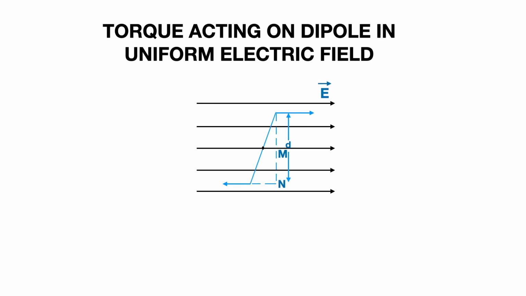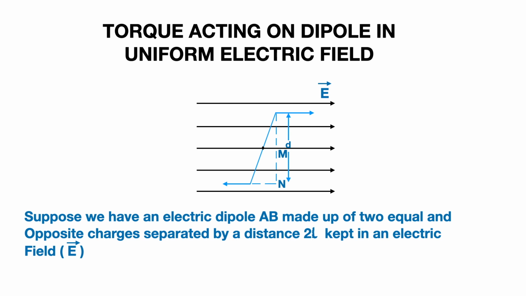Torque acting on an electric dipole in a uniform electric field. We have an electric dipole AB which has been kept in a uniform electric field E, which is directed from the left to the right side. The length of the dipole AB is 2L. O is the midpoint of the dipole, so AO is equal to OB is equal to L.